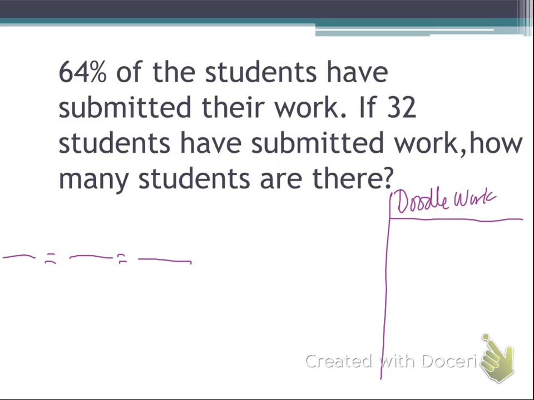We're going to set up our page the same way as we've done for all of our proportions. You'll need your doodle workspace. You'll need your skeleton of a proportion. And then our labeling ratio is just as it was yesterday. It is part to whole.